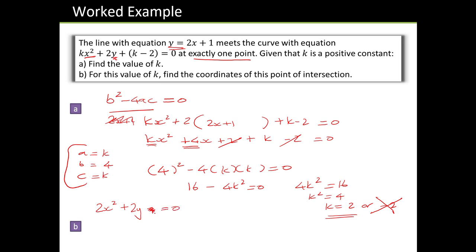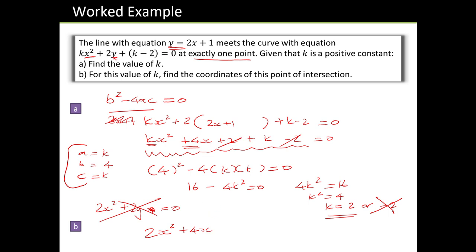equals 0. We could do that, but if we want to save time, the clever thing to do is to recognize that we need to solve simultaneously again anyway. So we could, in fact, just go back to this line here, and we could write that in. So we could, a better way to do this would be to write in 2x squared plus 4x.